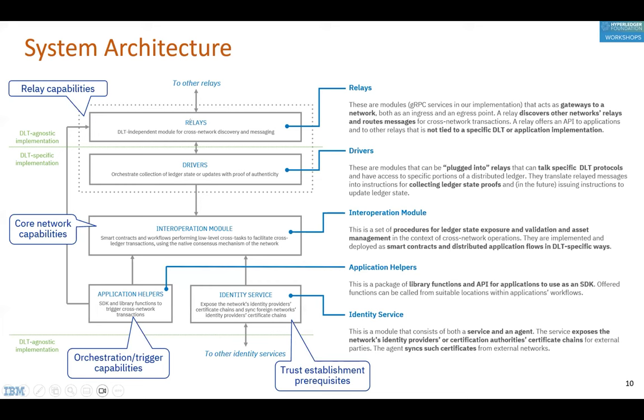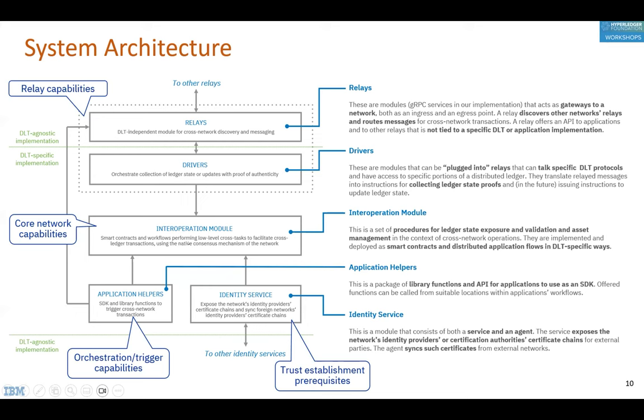The relay is designed to be completely DLT agnostic. It is meant to enable cross-network discovery and messaging. A driver is something that can plug into a general purpose relay for use in a particular kind of network. So if you want a relay to work with a given Fabric network, you'll plug in a Fabric driver. If you want the relay to work with your Corda network, you'll plug in a Corda driver. And again, reminding you, a driver is basically the same thing as a connector.